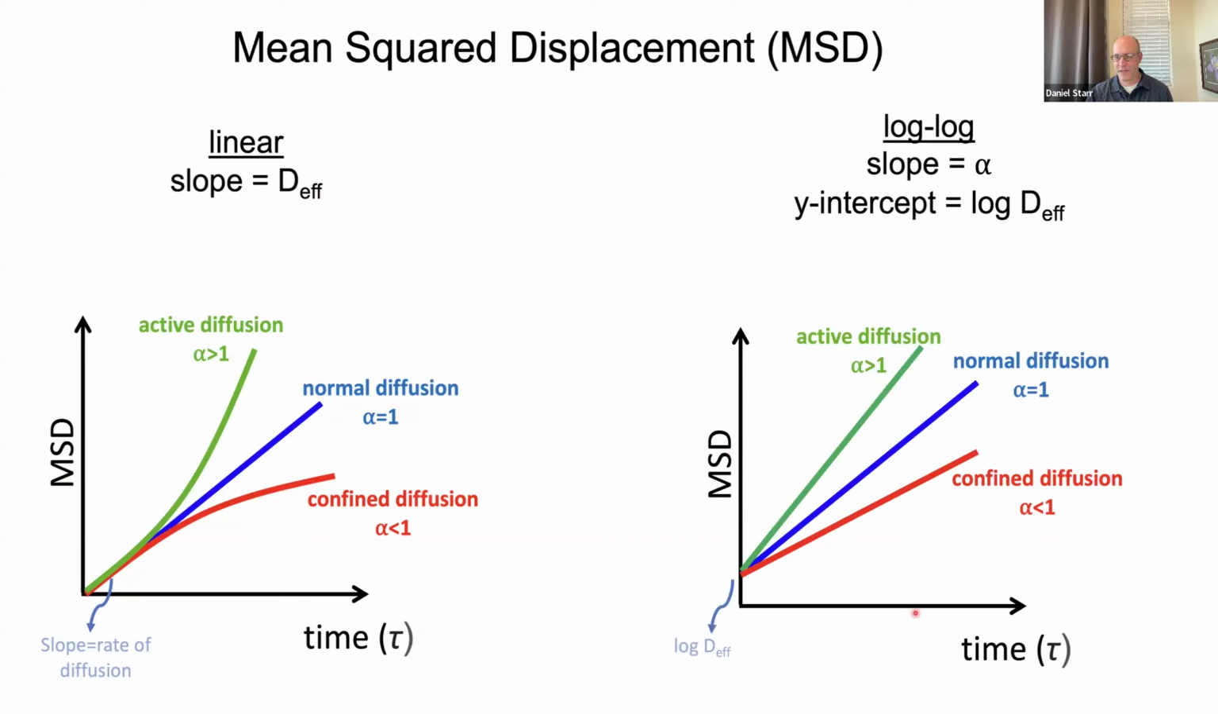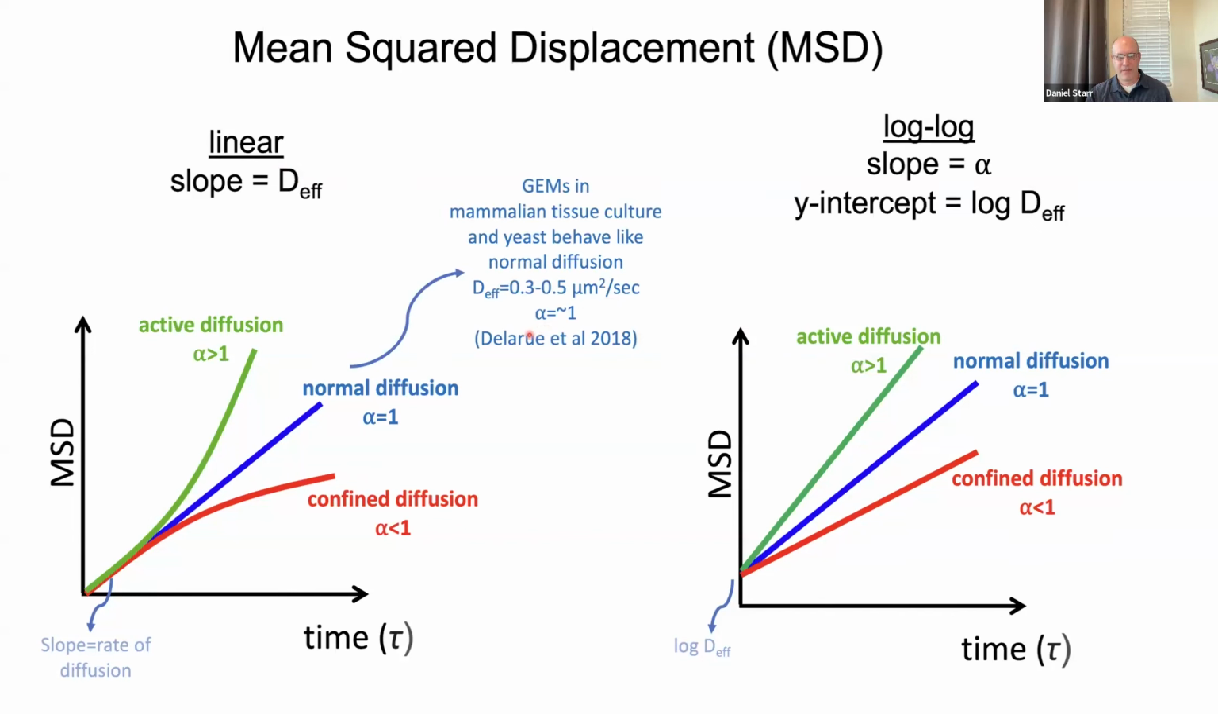Okay. Now, if you plot mean squared displacement over time on a log-log scale, so you have the log of the mean squared displacement over the log of time, now you can see the slope of these curves will tell you what alpha is. So if alpha equals 1, it's normal diffusion, alpha greater than 1, active diffusion, and alpha less than 1, confined diffusion. And the intercept here will tell you the diffusion coefficient. All right, so I just wanted to go over that a little bit so you can see where we come up with these two key measurements, the diffusion coefficient and alpha.